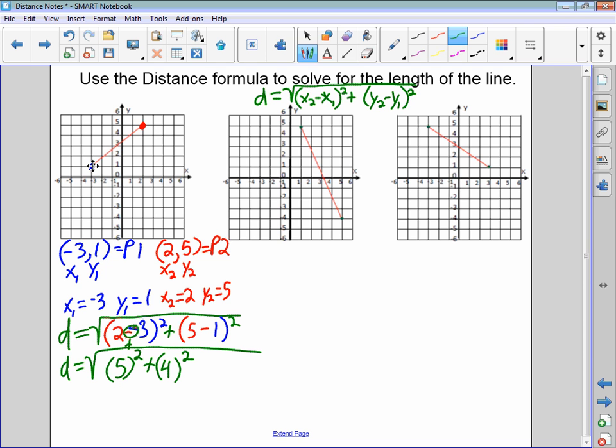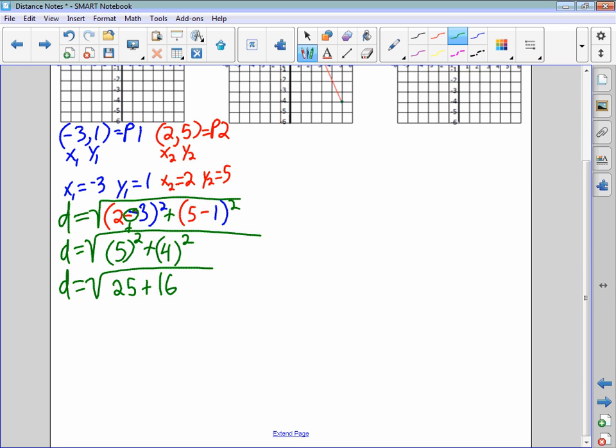5 squared is 25. Plus 4 squared is 16. When we add these two together, we get 41. We take the square root, and we get 6.40, so it rounds to 6.4.